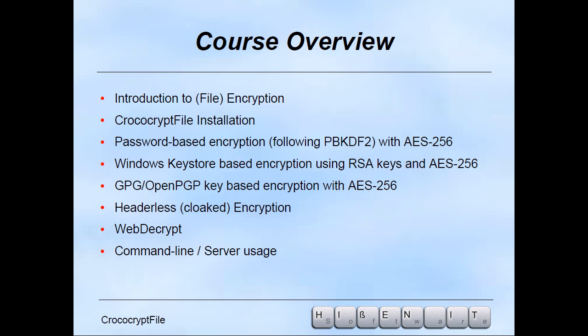Then we will take a look at the different crypto providers CrococryptFile includes. This will be password-based encryption, Windows key store-based encryption using tokens, and GPG or OpenPGP key-based encryption. Finally, we will look at what cloaked encryption exactly means and provides. I will show the web decrypt tool for password-based encryption. And at the end, I will also give an introduction to the command line or server usage of CrococryptFile.